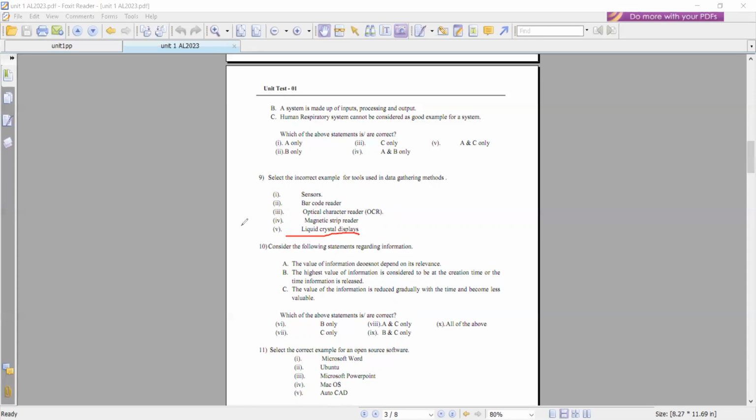Then 10th question. Consider the following statements regarding information. The value of information does not depend on its relevance. That is wrong.